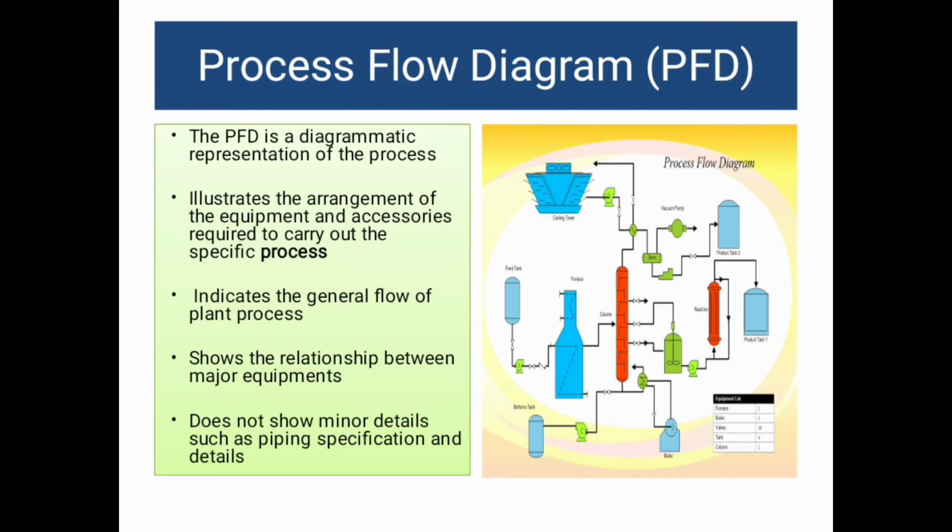Then this is process flow diagram. It consists of arrangements of equipments. Here one distillation column, reactor, furnace, cooling tower, everything is arranged in a sequential manner, and also it describes the direction of the process flow. So when you are looking at a process flow diagram, you should understand what all equipments we use in the plant and where it is located.